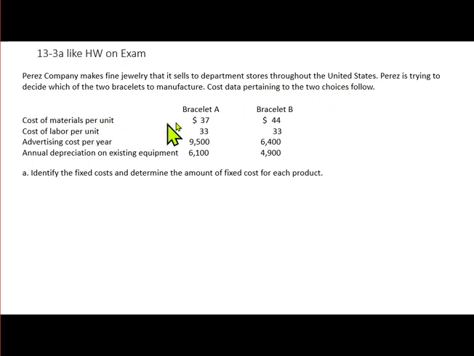So the cost of materials for bracelet A and bracelet B, 37 and 44. Cost of labor per unit, 33 and 33, for bracelet A and B. Advertising cost per year, $9,500 for bracelet A and $6,400 for bracelet B. Annual depreciation on existing equipment, $6,100 for A and $4,900 for bracelet B. Identify the fixed cost and determine the amount of fixed cost for each product. So let's do that first.